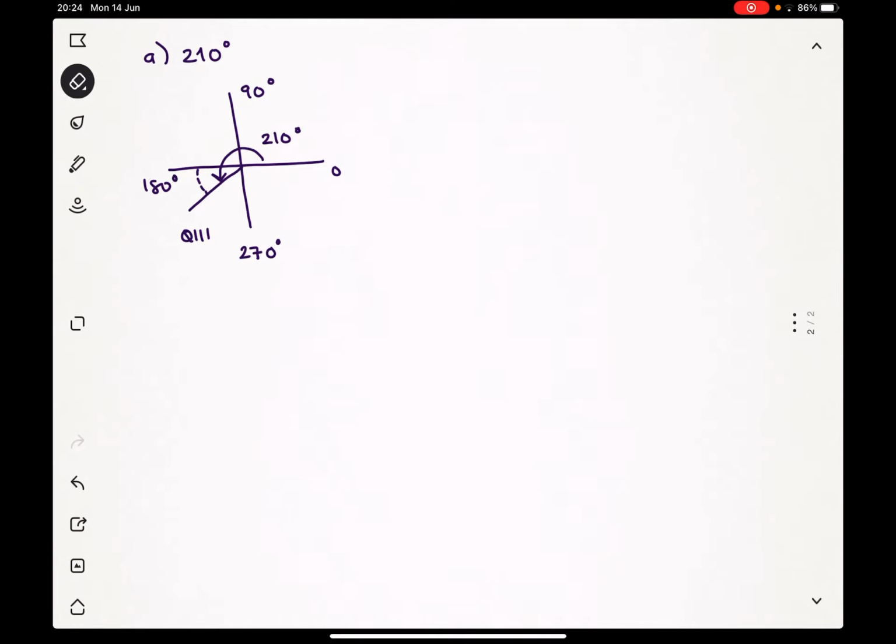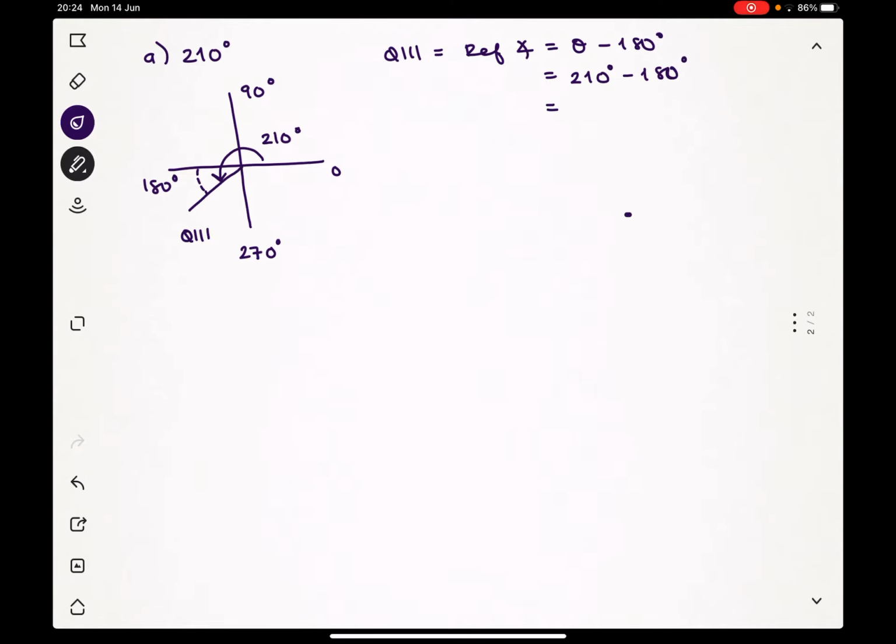So what am I going to do? In quadrant 3, the reference angle is equal to the angle minus 180. So in this case, the angle measures 210 minus 180. I get a reference angle of 30 degrees. So this angle, this one that I have here, is 30 degrees. So that would be my reference angle.